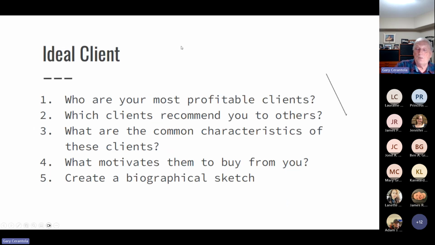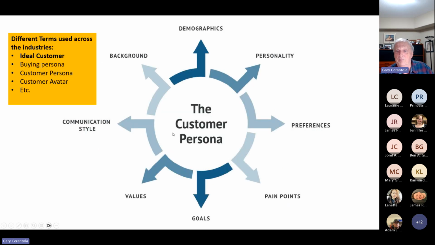Okay, so here are some questions to ask to create that ideal client. So let's talk about Tim Hortons. Who are their most profitable clients? And I want you to think about that. That would give you a sense of where that one ideal client that you want to characterize would come from. Which clients recommend you to others? What are the common characteristics of these clients? What motivates them? Create a biographical sketch. So that's what we're doing with that piece.